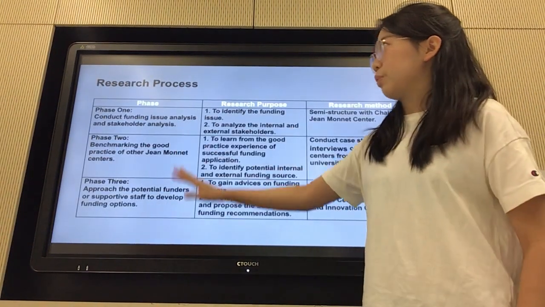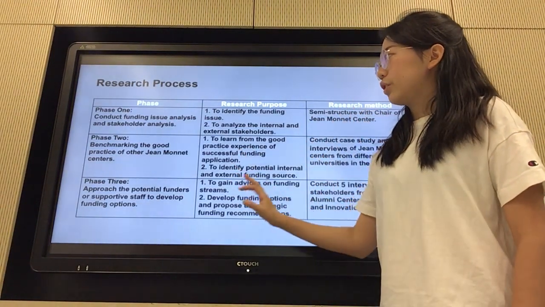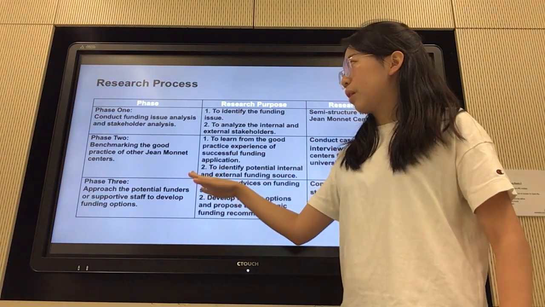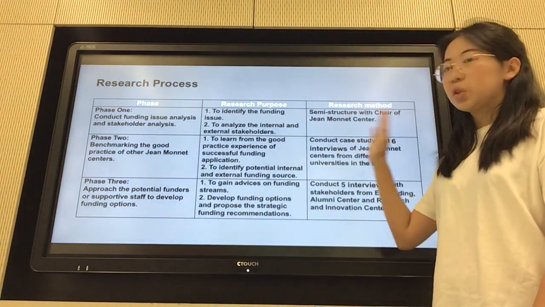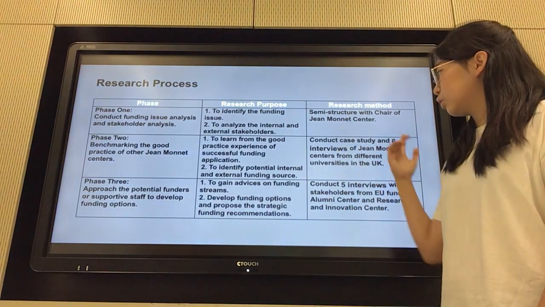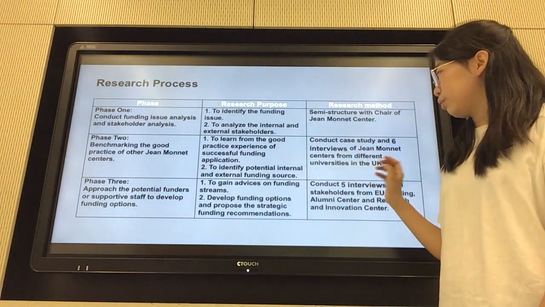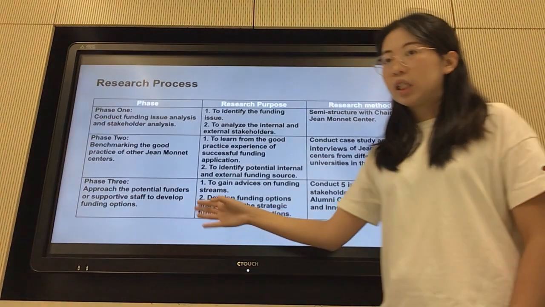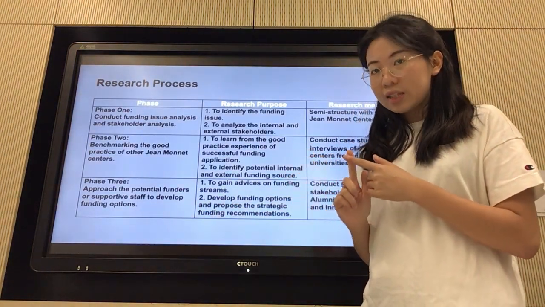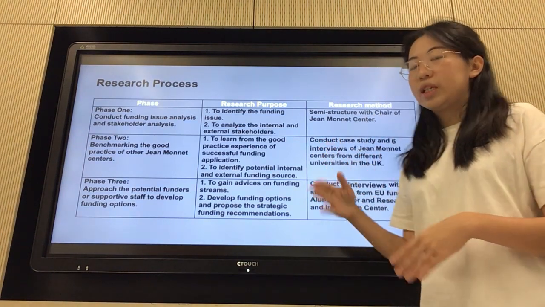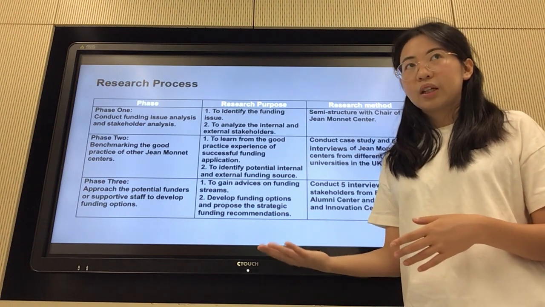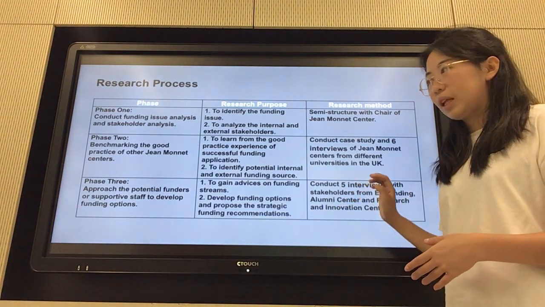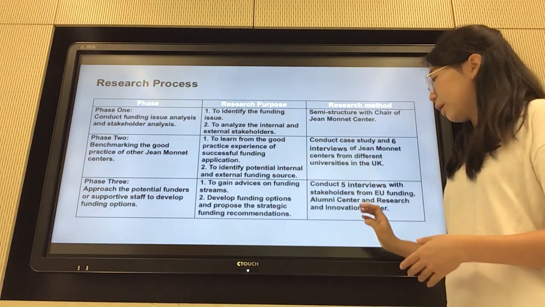My research process will be performed in three steps. Step one is the funding issue analysis and stakeholder analysis that I mentioned in my literature review part. Then I will benchmark the good practice of other Jean Monnet Centers. We interviewed six university Jean Monnet Centers to identify good practice, like experience of funding applications and funding sources. Then I approached three potential funders, including the Alumni Center, the Research and Innovation Center, and the European funders. After we interviewed the staff inside, we got more insights, understanding, recommendations, and opinions about how to apply for funding, gain more support in the future, and plan our funding strategy.